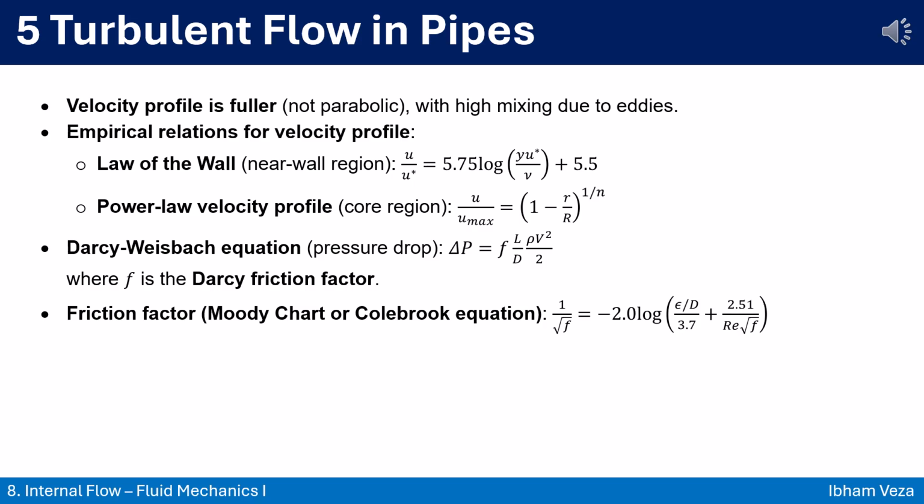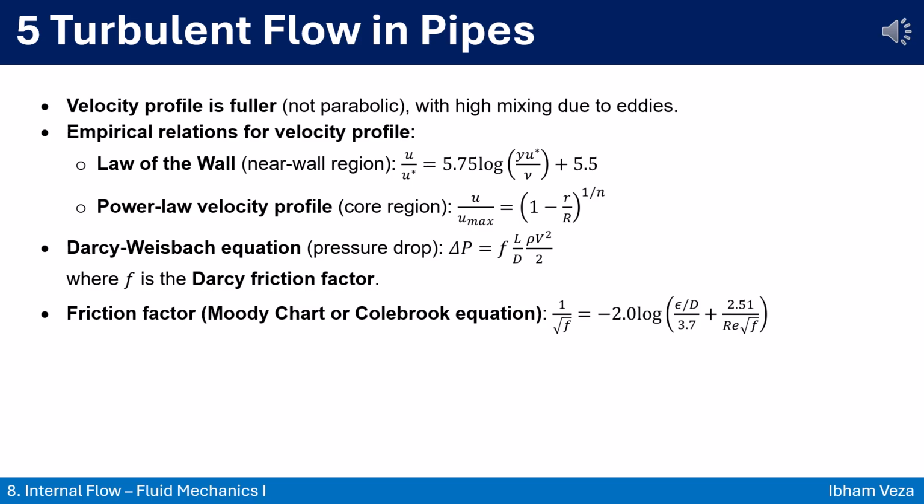Since turbulence is so complex, we rely on empirical relations to describe the velocity profile. Close to the pipe wall, we use the law of the wall. U plus equals 5.75 log of y plus, plus 5.5. Here, U plus is the friction velocity, y is the distance from the wall, and nu is the kinematic viscosity. This formula helps us capture the behavior of fluid right next to the boundary where velocity gradients are steep.